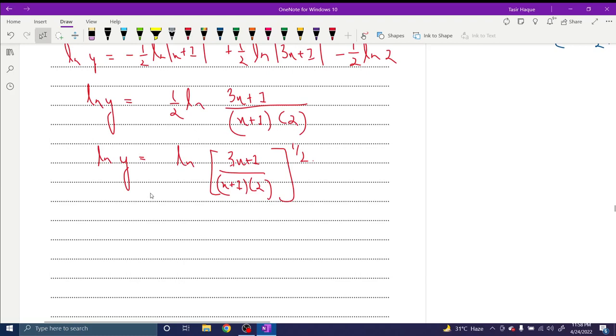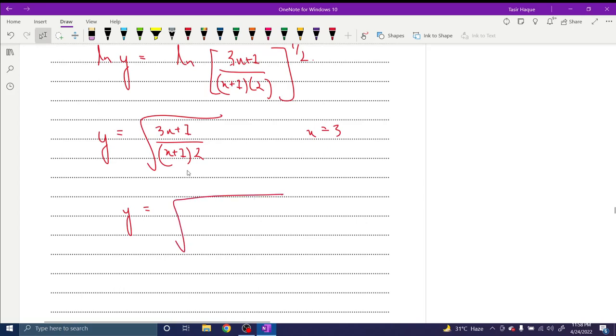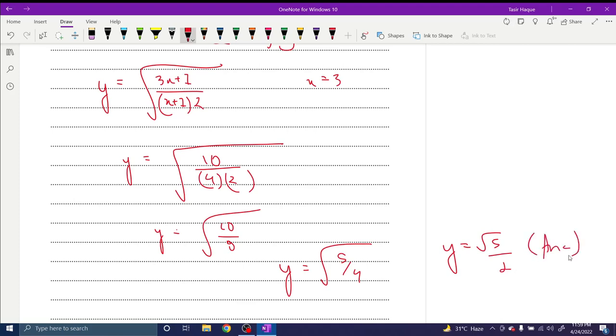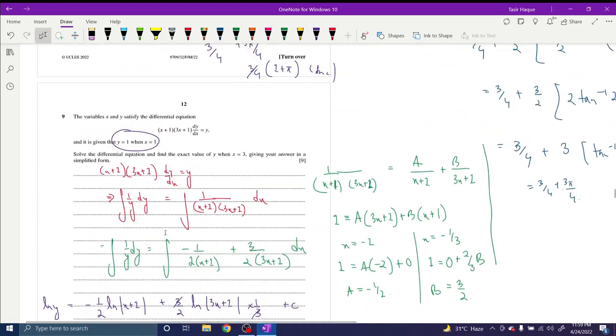Okay, next. Now since both sides have ln, we can actually get rid of ln itself. We can write it as y is equal to root over the whole thing, (3x plus 1) divided by (x plus 1) into 2. Okay, now we want to find the value of y when x equals 3. So y is equal to root over (9 plus 1, 10) divided by (3 plus 1, 4) into 2. So that's y is equal to root over 10 by 8, or y is equal to root over 5 by 4. That's it. Or you could write this as y is equal to root 5 by 2. That's your answer. Okay, so this was a complicated differential equation, but you should be able to do this in your exam.